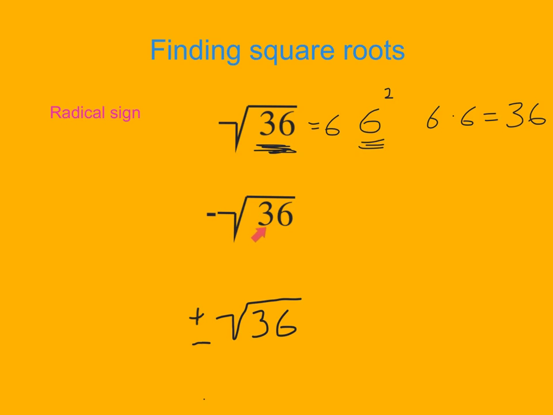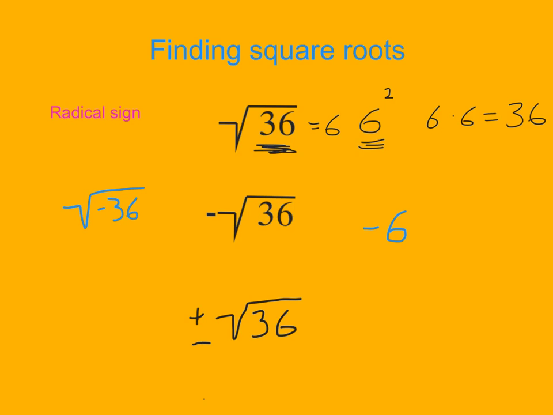So let's look at this one here. So we've got a negative sign before the radical sign, and then the square root of 36. Now in this case, we're going to find the square root of 36, which we remember from up top here is 6, because 6 squared is 36. But now we have the negative sign on the outside, so our answer for this one is going to actually be negative 6.